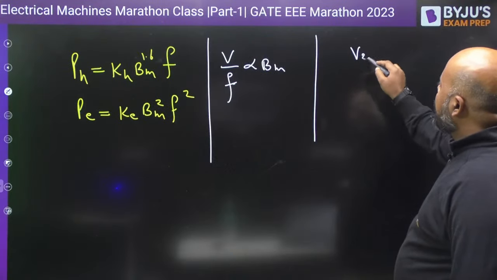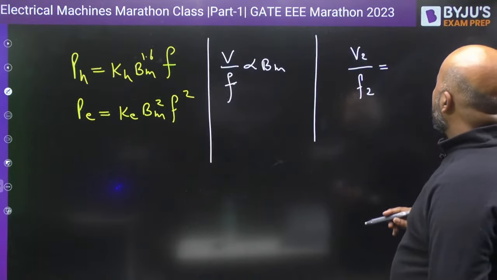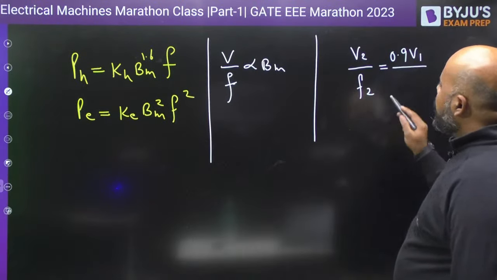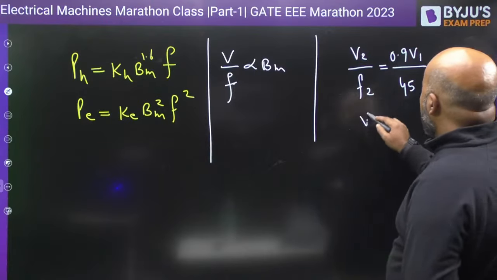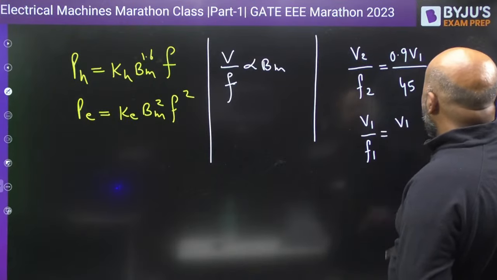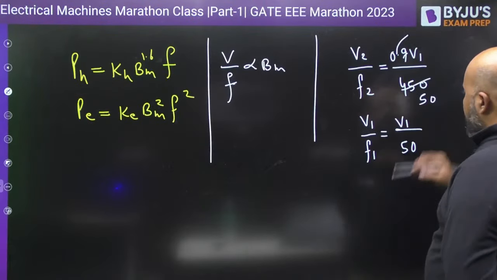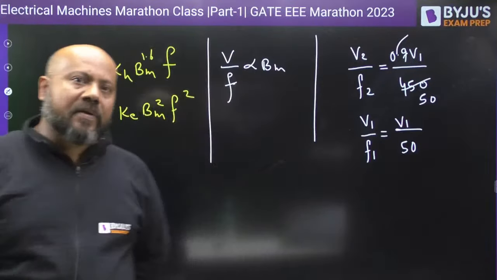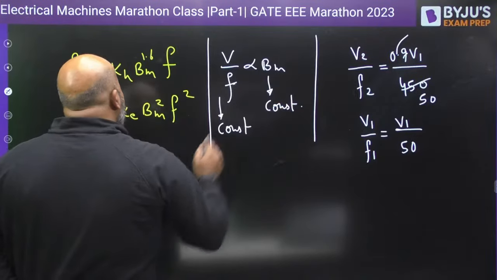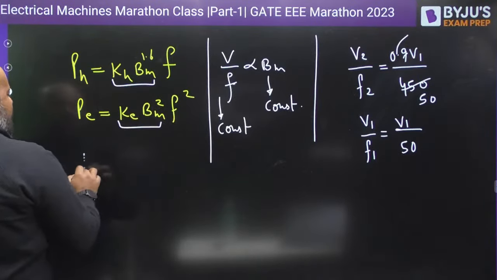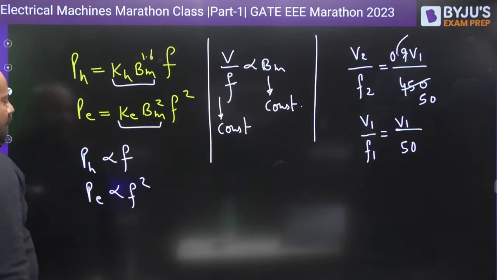So let me find V2 by F2. Voltage he is saying is 90% of its rated voltage. So it becomes 0.9 of V1. Frequency in the second case is 45 Hertz. Now what is V1 upon F1? This is V1. What is F1? F1 is 50. So if you solve this, it is the same thing. It means V by F ratio in this case is a constant. When the V by F ratio comes out to be a constant, now you can smile a little bit because BM is going to be constant. And the moment BM becomes constant, this all is constant. And you can say hysteresis loss is directly proportional to frequency and eddy current loss is directly proportional to the square of the frequency. This is how you can write it.